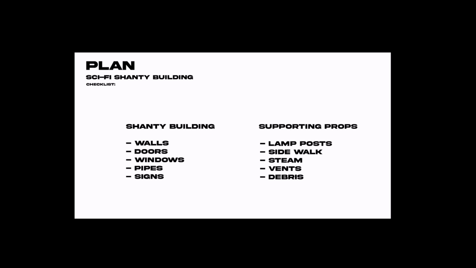The way I like to start is by listing categories. And in this topic, I broke it down into two categories. Number one, we got the shanty building, and the other, supporting props. And within these two categories, I broke it down into keywords. For the shanty building, we have walls, doors, windows, pipes, signs, and for the supporting props, we got lamps, sidewalk, steam, vents, and debris. The more keywords you have, the better. It's going to help you identify what you need, what is missing, and what you need to find.